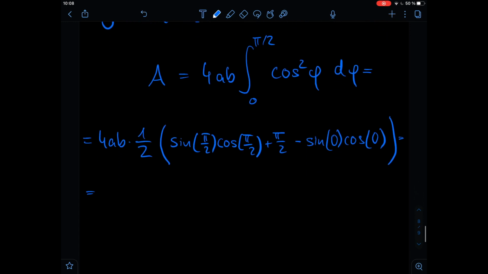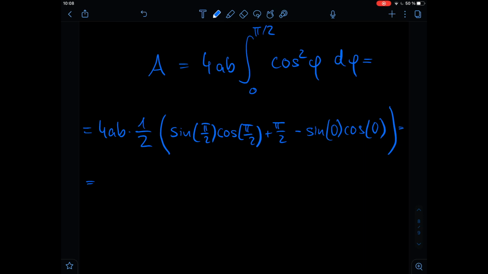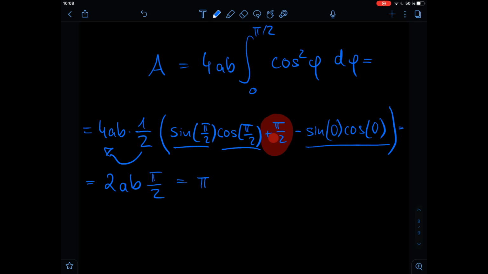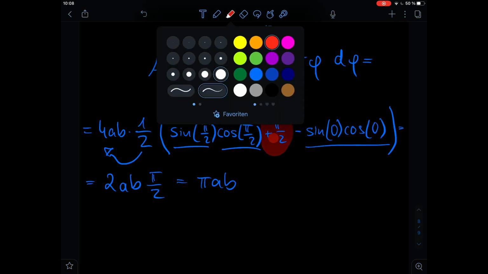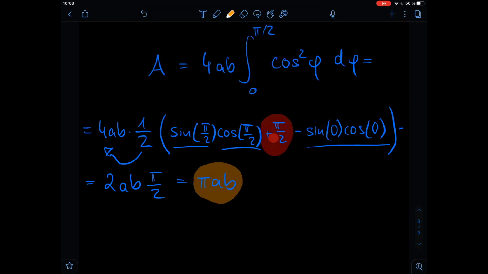I'm getting ahead of myself again. I'm sorry. Anyway, so this 1/2 here cancels out with this 4, so we have 2ab left. Then we have sine of pi half. Sine of pi half is 1, but cosine of pi half is 0. So the whole term goes to 0. This obviously is also 0, so the only thing that remains is the pi over 2. So what we have here is pi over 2, and then we get pi ab as a final result for the area of the ellipse.